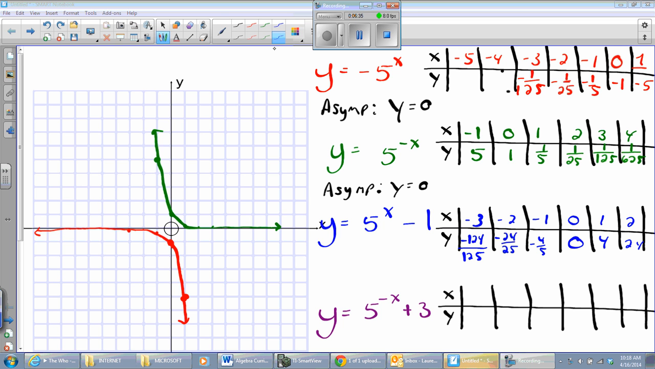My asymptote for this blue one is going to be the line x equals negative 1. No, y equals negative 1. It's going to be right there, and I'll leave it black. So what did I say? Y equals negative 1. That's my asymptote. And when I graph it, 224 isn't going to fit. 1, 4, 1, 2, 3, 4.